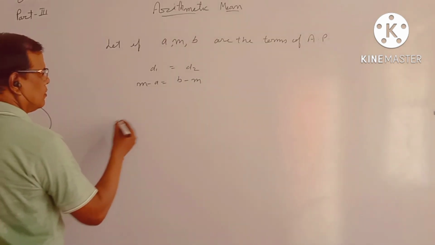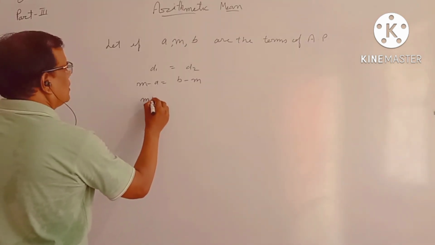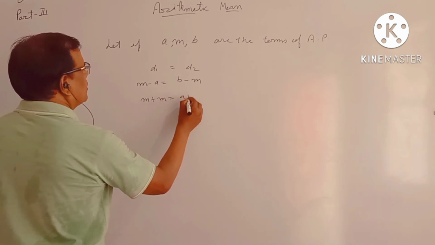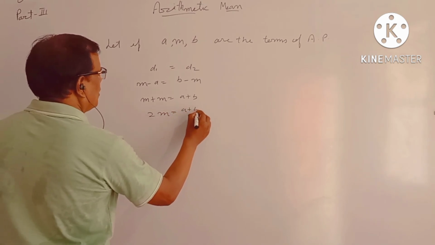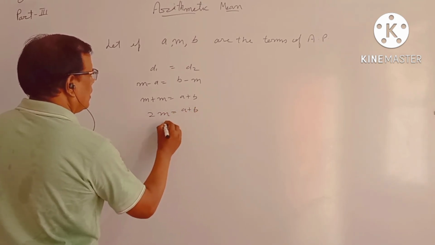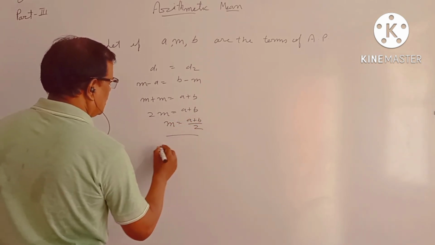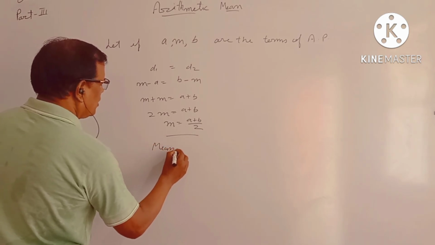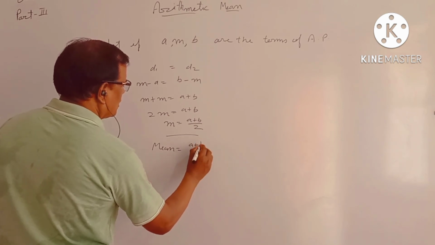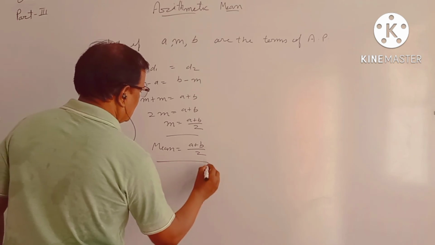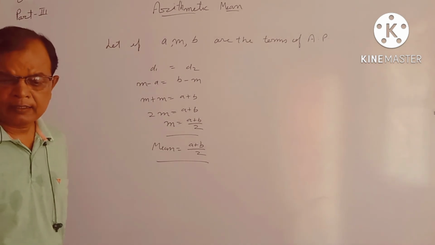Now we solve it by transposing M. When we transpose M to the left, it will be plus M equal to A plus B, or 2M equals A plus B, or M equals (A plus B) by 2. It means the mean equals the sum of the nearest two terms divided by 2. It is the mean. On the basis of the mean, we are going to solve other sums.